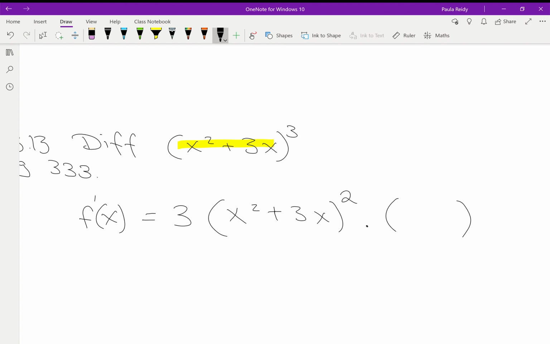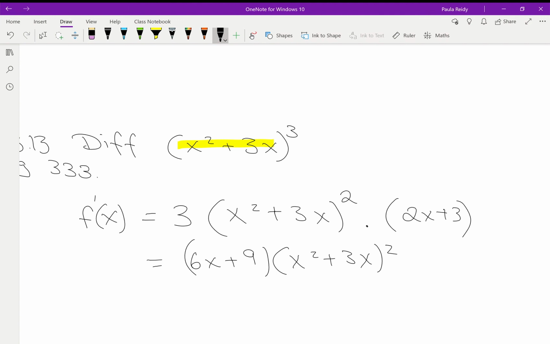So of course that's going to be 2x plus 3. So I differentiate this, 2x, differentiate the 3x, and I get 3. Tidy what you can. So multiply the 3 by the linear expression to give me 6x plus 9 times x squared plus 3x to the power of 2. And again, we won't be multiplying that out. That's absolutely fine. It's valid the way it is.